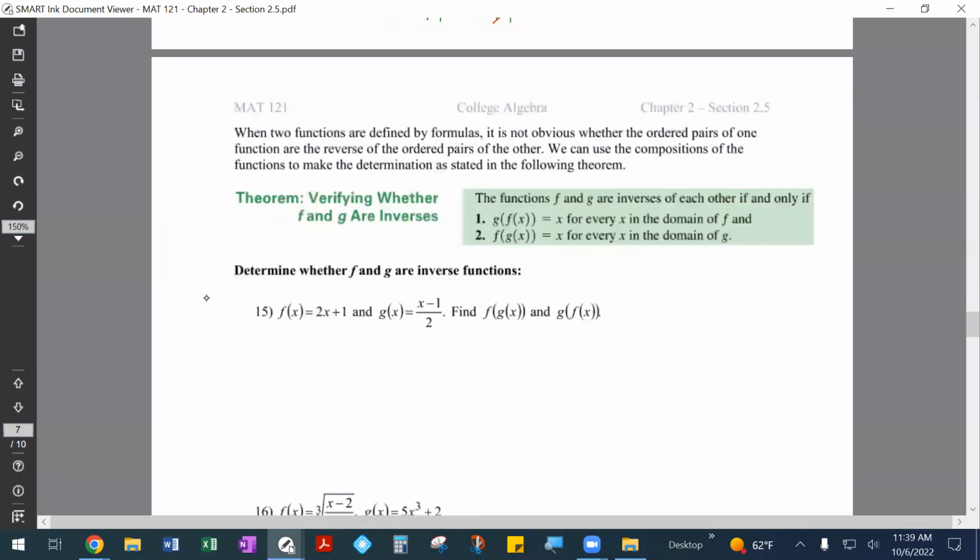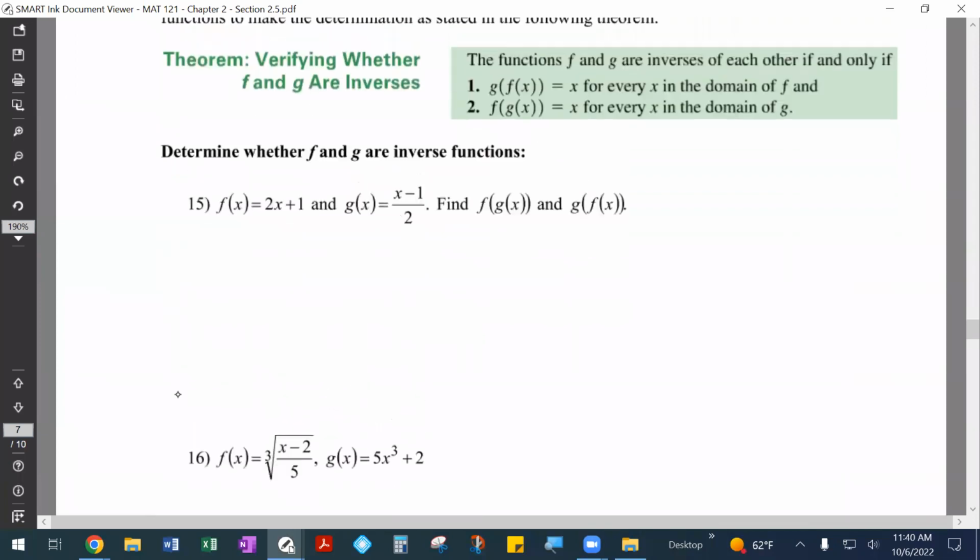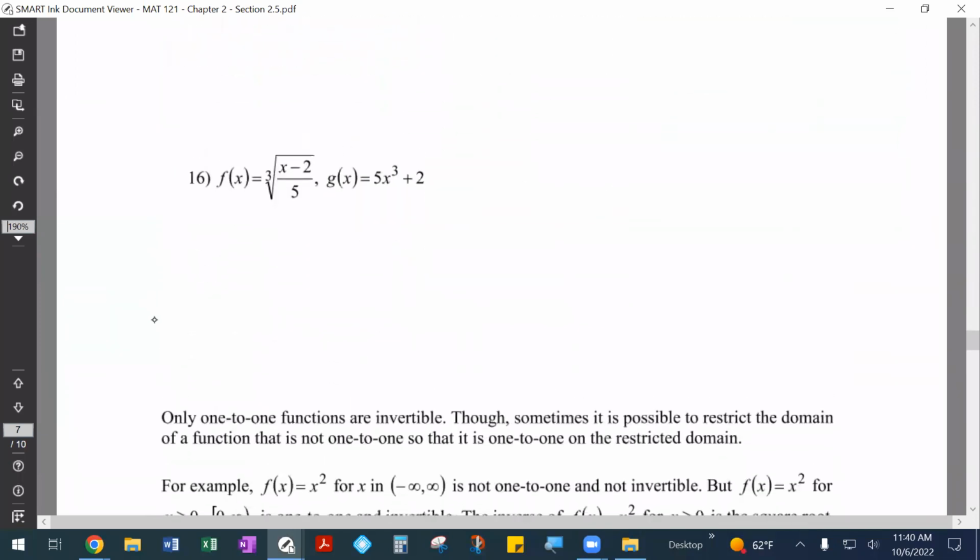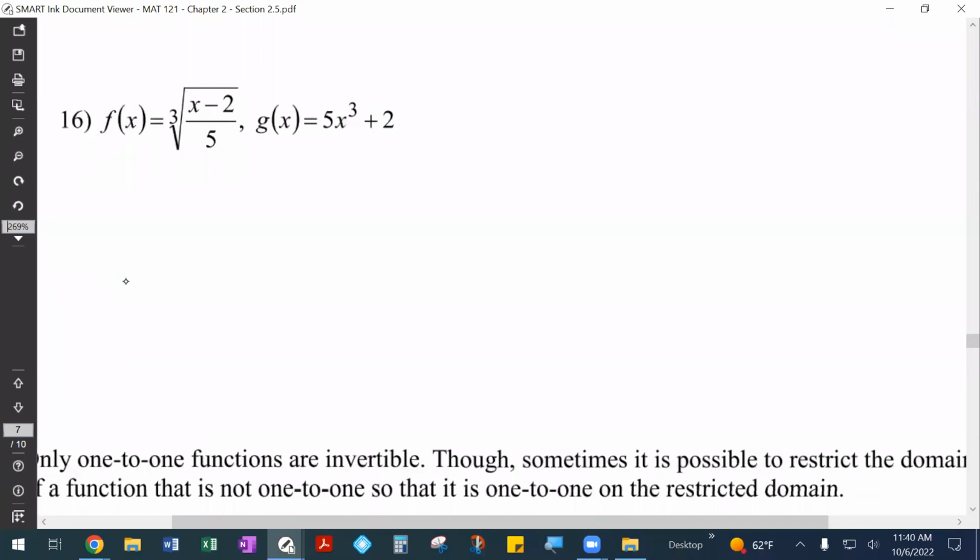So if you did something just as simple as this guy, you know what? Let's do him. So we're going to do a composition with both of them. We'll start out with f of g, and then the second time g of f. That means you're taking the g function and putting it inside of the f function. So I'm going to take the entire g function, which happens to be 5x to the third power plus 2, and this whole thing is going to replace the x in the f function, okay?